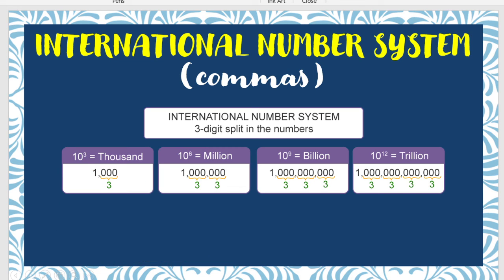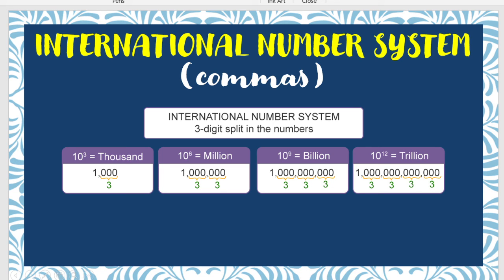Okay, now the international number system, using commas in the international number system. Children, it's a very easy number system. Learning and putting commas in the international number system is very easy. After every 3 digits from behind, we have to put a comma. After every 3 digits from behind, you have to put a comma.